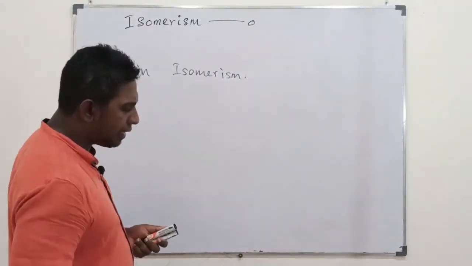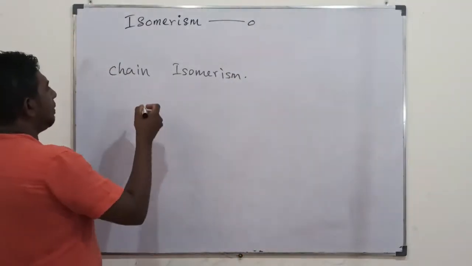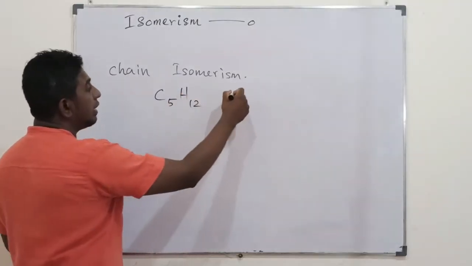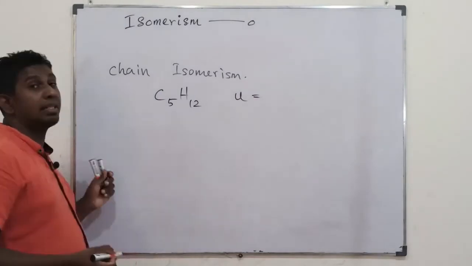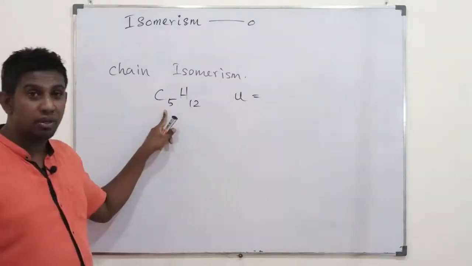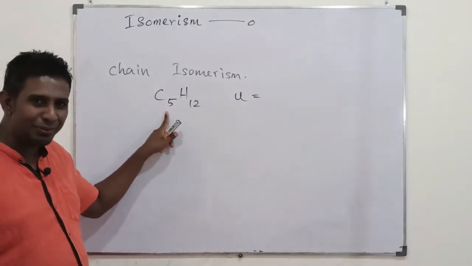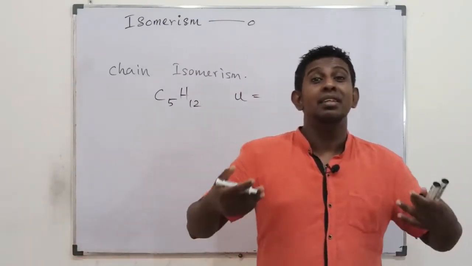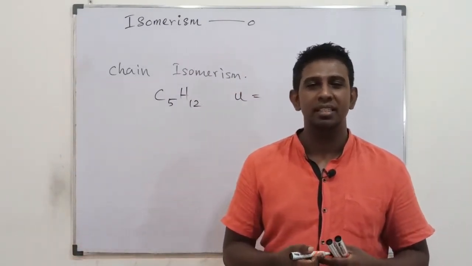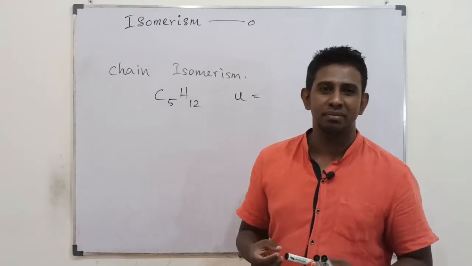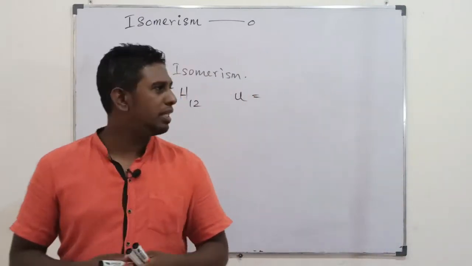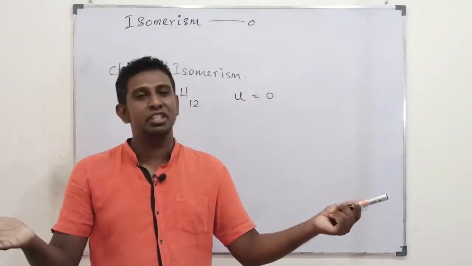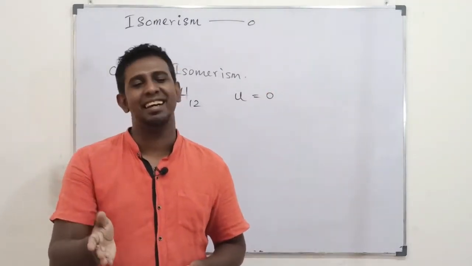Let's talk about another alkane, C5H12. When you check again for U, the unsaturation number: 5 into 2 is 10, plus 2 is 12, minus 12 is 0, divided by 2 is 0. So its unsaturation number is 0. You do not have pi bonds or cyclic structures there.